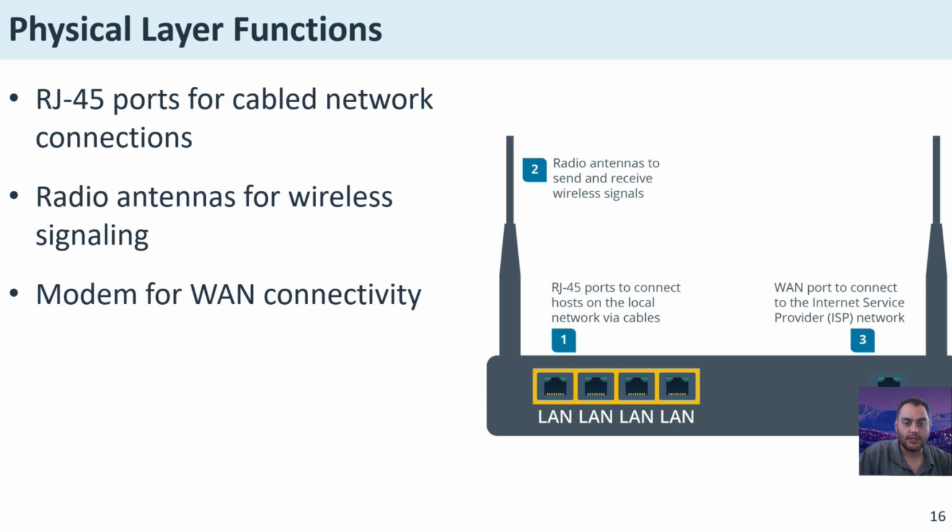The physical layer functions. Starting at layer 1, the SOHO router provides the following physical connections. A number of RJ45 ports, as you can see here, typically 4. These are used to connect to a local cable network. These are typically labeled as LAN ports. Radio antennas used to transmit wireless signals. A type of modem, typically cable or digital subscriber line, to connect to the internet service provider's network. This is typically labeled as WAN on the port.